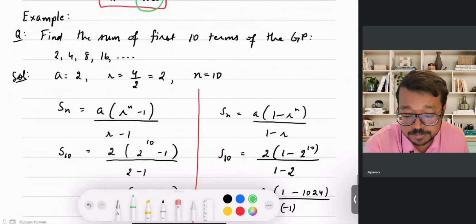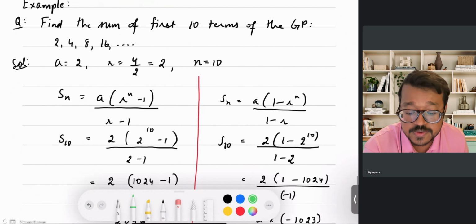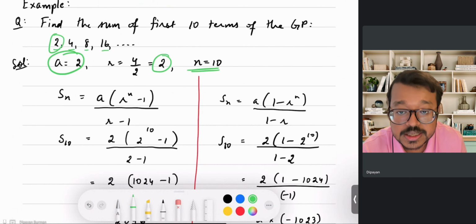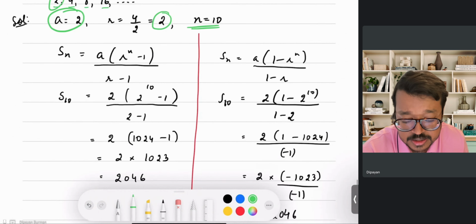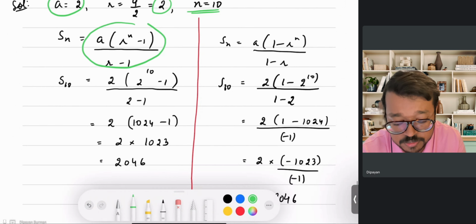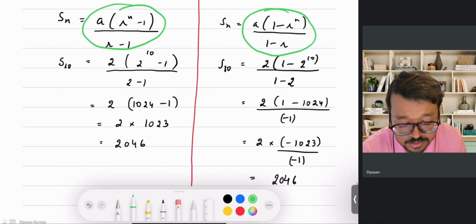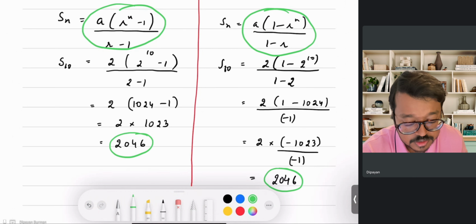Now as an example, suppose the question is to find the sum of the first n terms of the GP which is 2, 4, 8, 16, then I will see that the first term is 2, common ratio is 2, and n is 10. Then I can use either of these two formulas. It's the same, like I have told you. If you plug in the values, you will get the final answer as 2046.